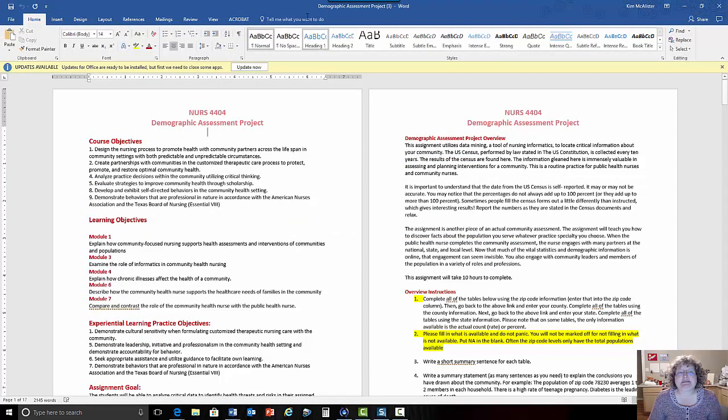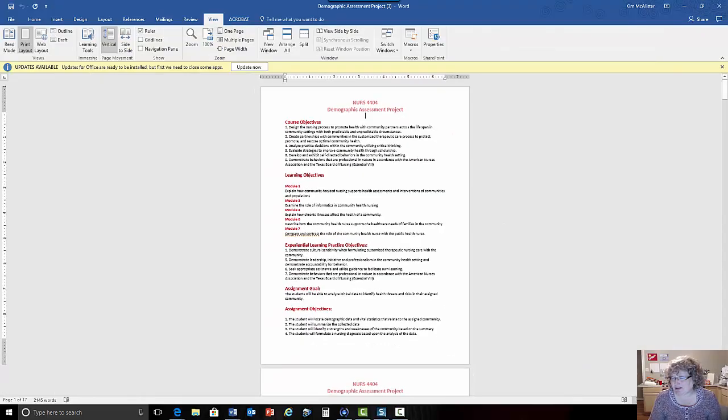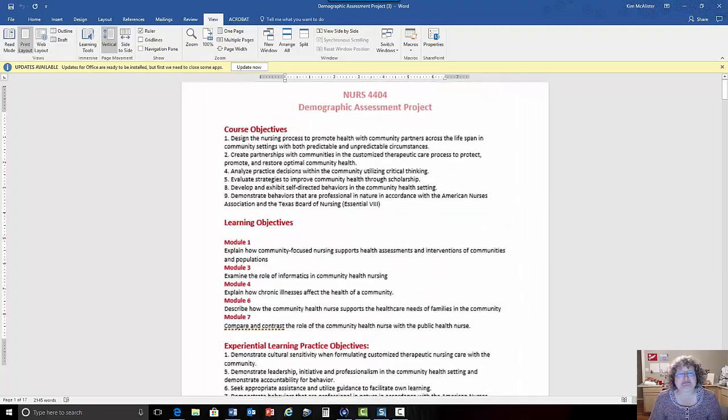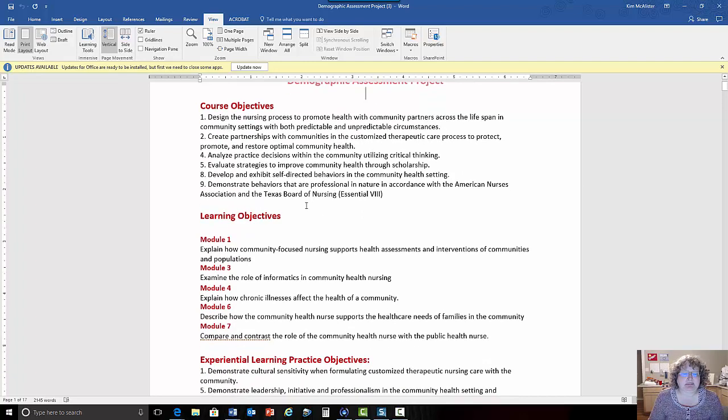Enable editing. I like to see everything on one page. And this has the instructions and also includes the form that you're going to fill out. You'll turn this entire document in on Shriner 1.